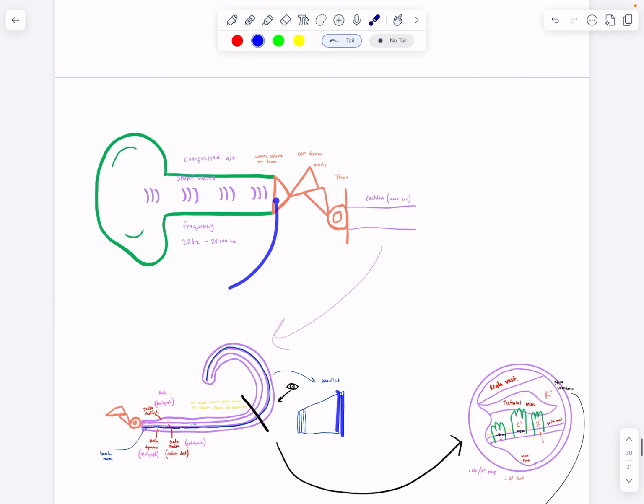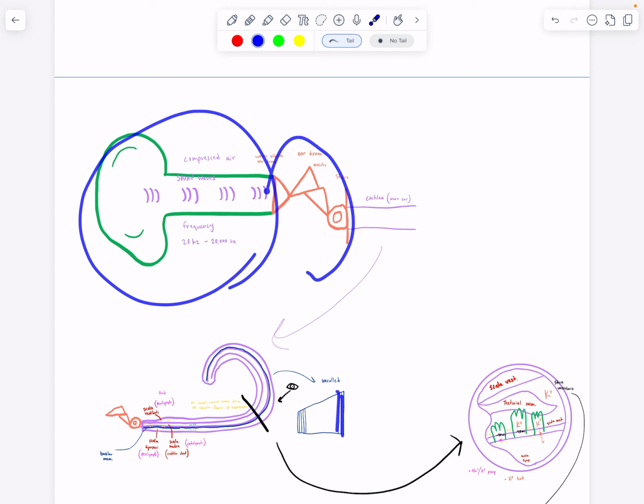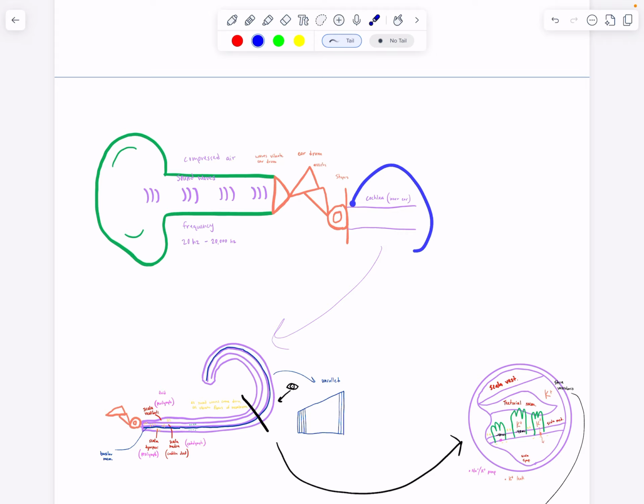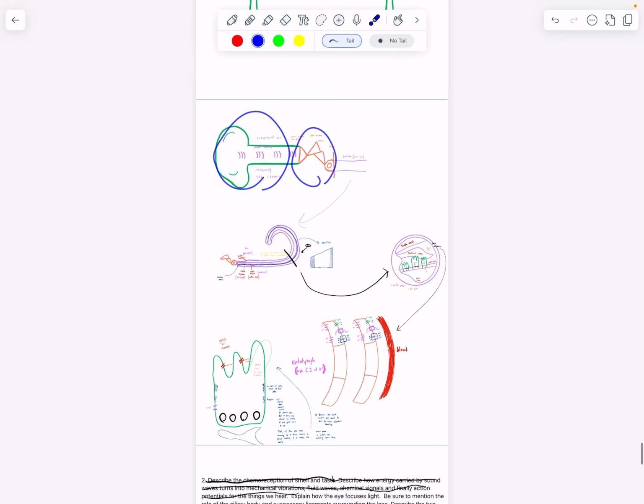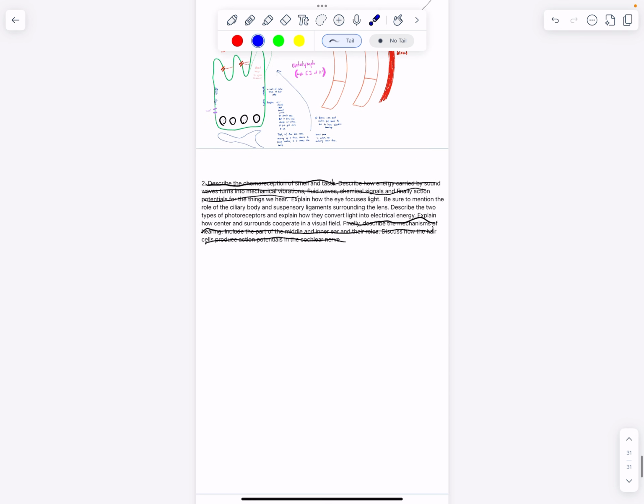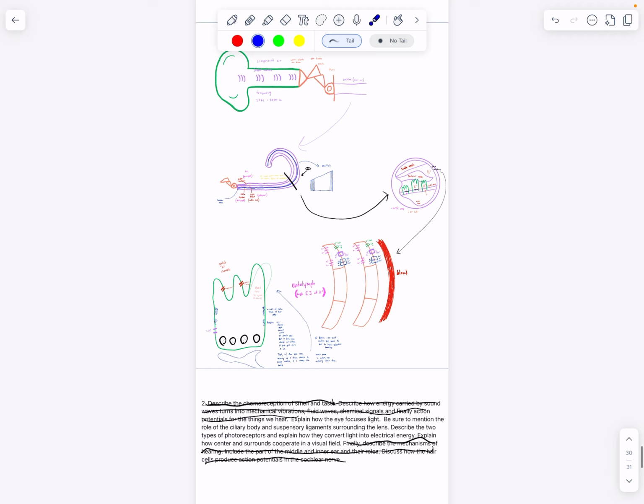So this is the outer ear. This is the middle and inner ear. So the cochlea is inner ear. These are middle. This is outer. And let's see, I think that's about it. Let me double check. Hearing. Okay, yeah, I think that's it.